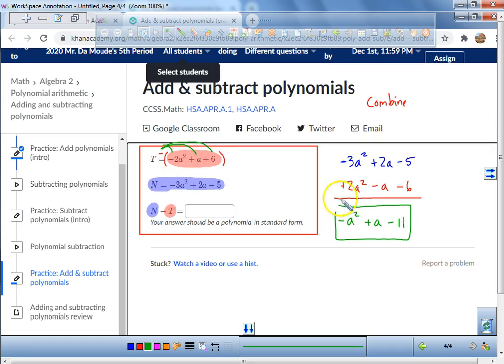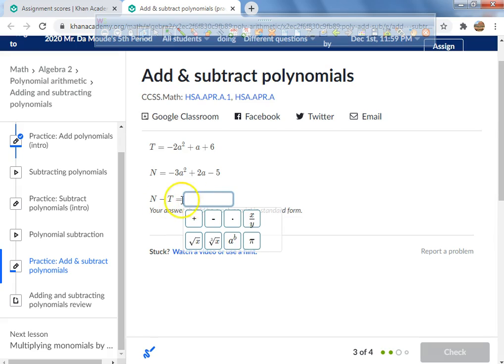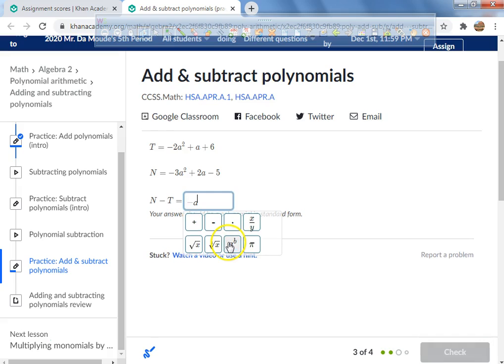So I made this the opposite. I made this the opposite. And I made this the opposite. And I combined like terms. So see if we get it right. Ready? Now it's very important, order matters. So maybe we can do it in standard form. So we can do negative a squared, then it was plus a, and then plus 11. Oh, my bad.